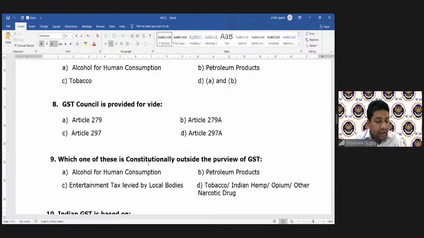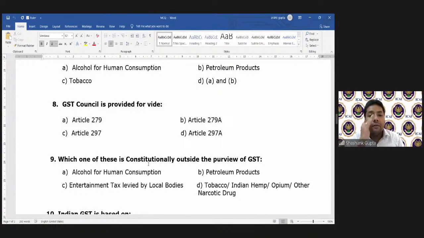Vijay Shankar is saying A, alcohol for human consumption. So the correct answer is 9A, that is alcohol for human consumption. Now, why? While all of these items are somewhere, alcohol is also out, petroleum is out from GST, entertainment tax is a tax which is not subsumed in GST. Tobacco, Indian hemp, opium, other narcotic drugs are dually taxed. They're liable to GST plus also the erstwhile legacy taxes.